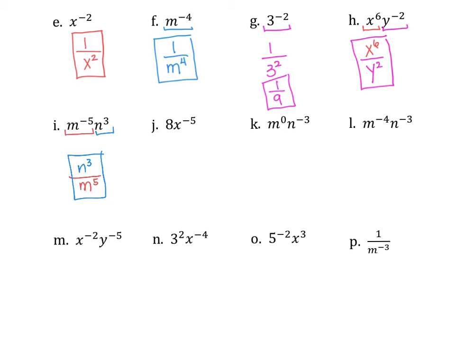Okay, 8x to the negative 5th. The 8, there's nothing wrong with 8. Okay, now I have x to the negative 5th. Since it has a negative exponent, I will move the base to the denominator, and then I can change the exponent to a positive.